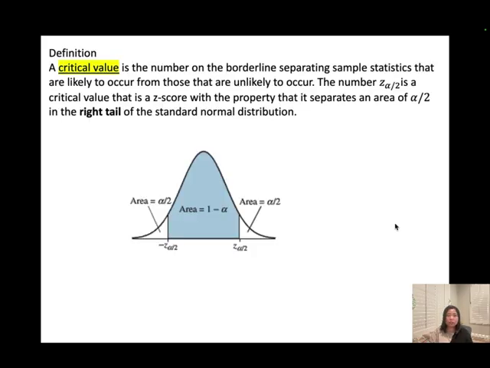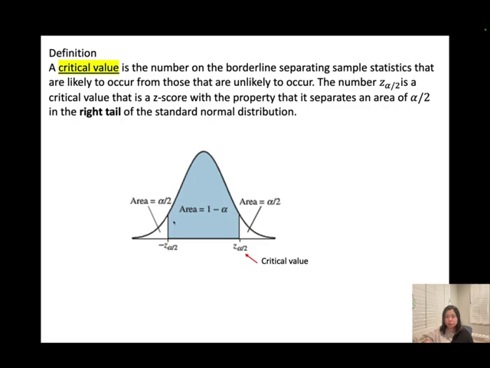And then the critical value, highlight the critical value. A critical value is the number on the borderline separating sample statistics that are likely to occur from those that are unlikely to occur. The number z alpha over 2 is a critical value that is a z-score with the property that it separates an area of alpha over 2 in the right tail of the standard normal distribution. So which one is my critical value? Talking about the right tail, the z-score alpha over 2, this is called the critical value. And this line will be separating the sample statistic.